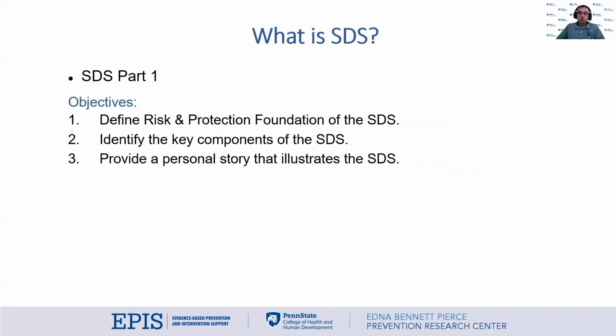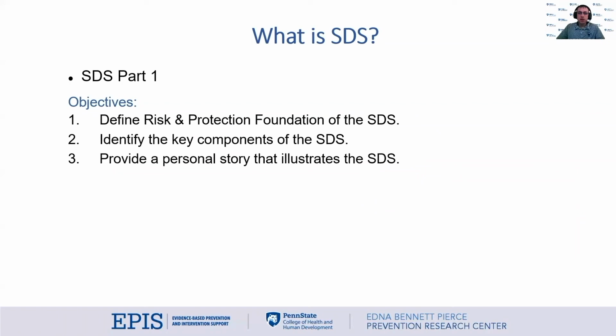So in Pennsylvania, the social development strategy trainings are broken down into 2 parts. What we call part 1 would be defining the risk and protective foundation of the social development strategy, as well as a high-level overview of prevention science. Participants would then learn to identify the key components of the social development strategy using a video from the developer to illustrate the social development strategy, as well as that graphic that we just talked about.